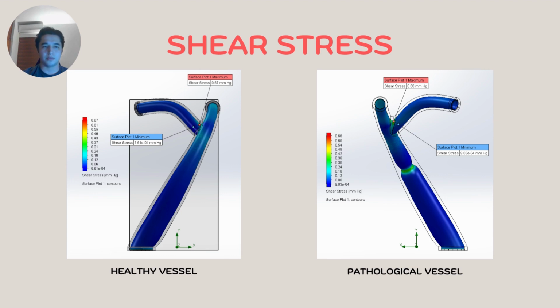The shear stress models offer a clear view of how the variation in dimensions and pressure can negatively affect areas of the aorta. Observing the pathological vessel, we can establish that the pathology present generates a considerable amount of shear stress on the midsection of the model, which could lead to the rupture of the wall.